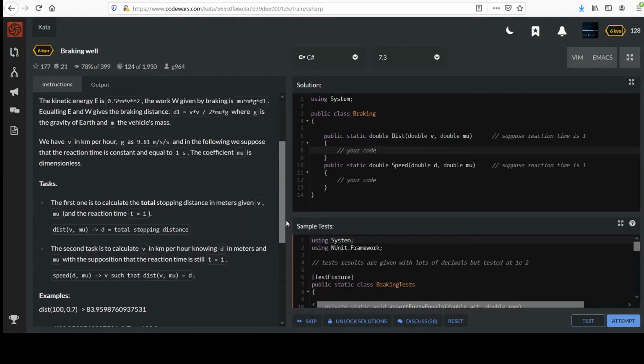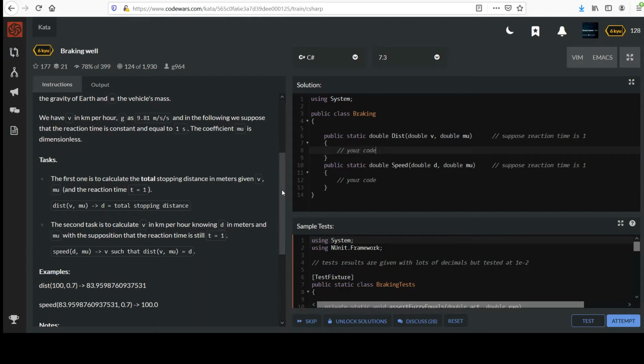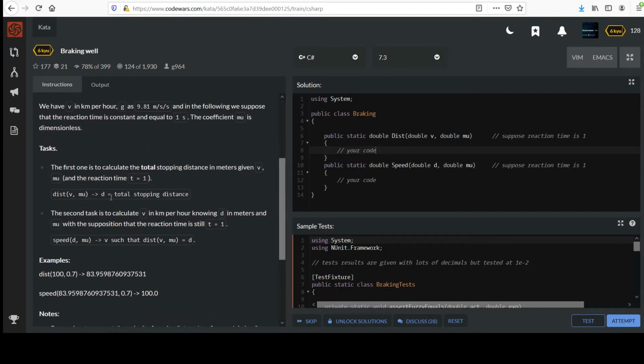G is 9.81 meters per second squared. And in the following, we suppose that the reaction time is constant and equal to 1 second. That's a very nice simplification for us. The coefficient mu is dimensionless. So the tasks are, the first one is to calculate the total stopping distance in meters given v and mu. And again, the reaction time is 1 second.